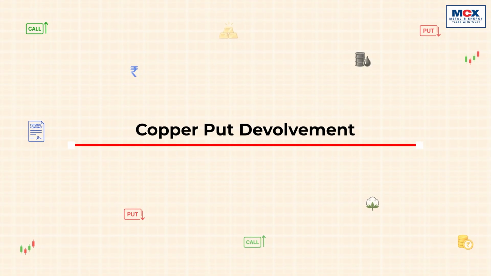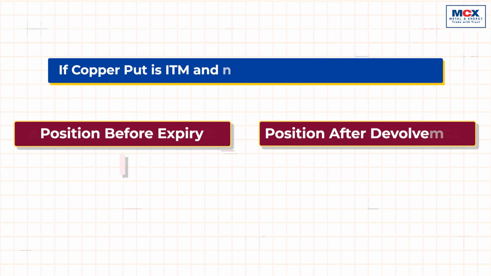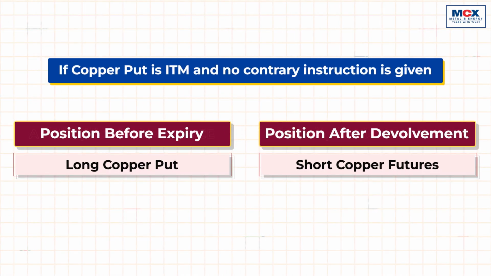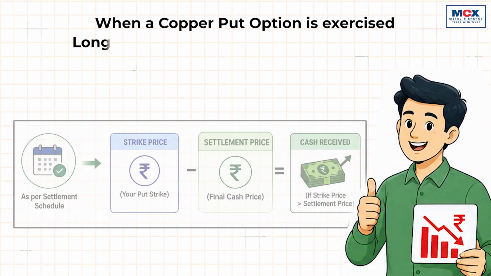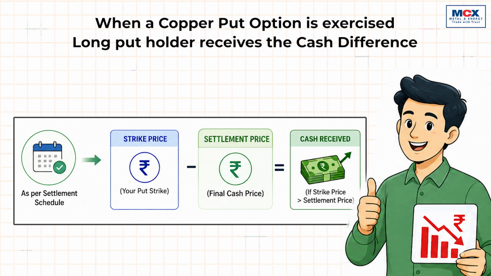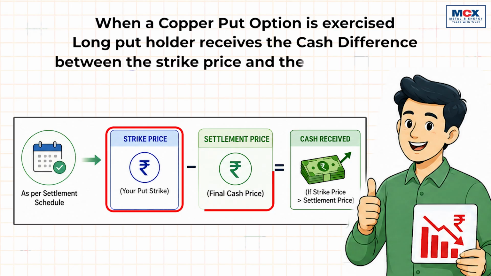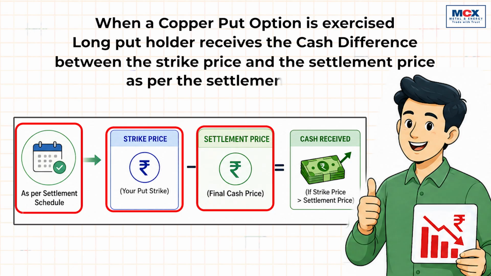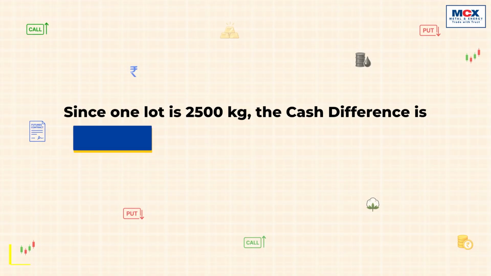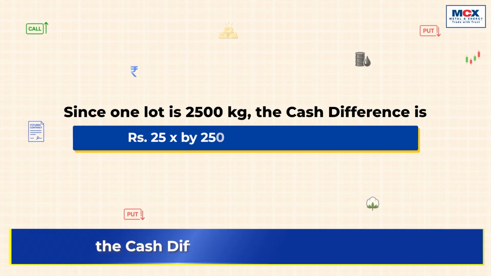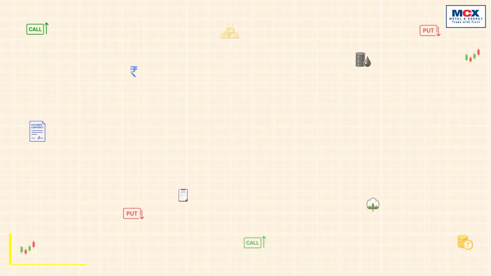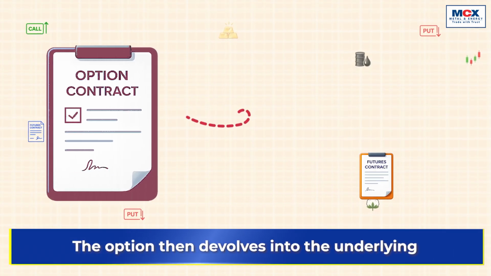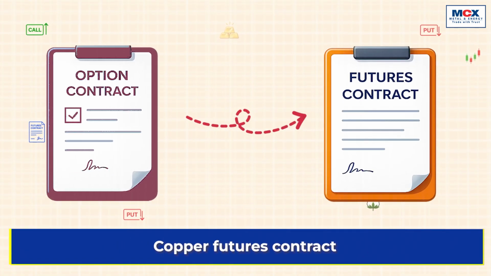Copper put devolvement. If copper put is ITM and no contrary instruction is given, when a copper put option is exercised, the long put holder receives the cash difference between the strike price and the settlement price as per the settlement schedule. In our example, the cash difference is rupees 62,500 per lot. The option then devolves into the underlying copper futures contract.